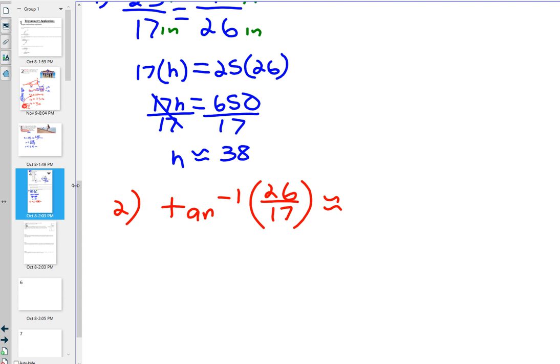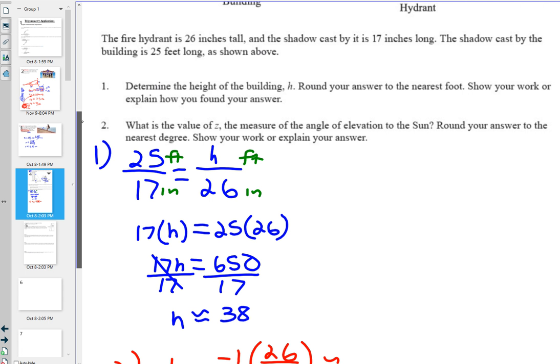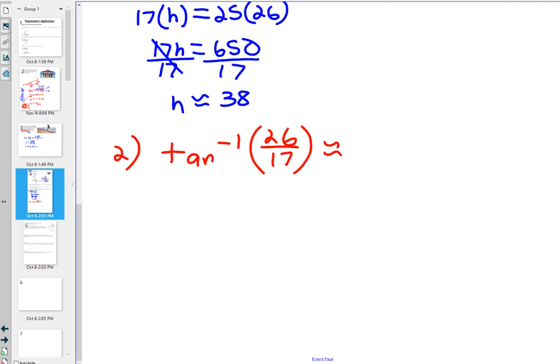Did they tell us where to round to? Find the value of z to measure the angle of elevation and round your answer to the nearest degree. Okay. 57 degrees.